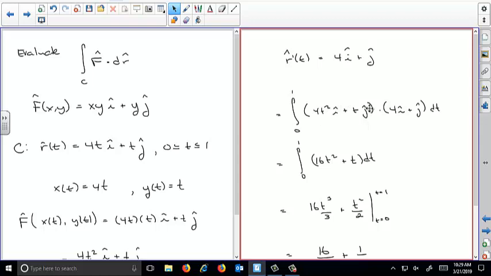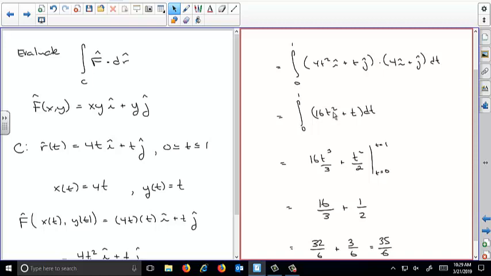This is the force vector. This is the derivative of the position vector for the path, and then we take the dot product of those. So you take 4t squared times 4t, which gives you 16t cubed, and you take t times 1, which gives you t. So now we have a scalar equation. We could just use single variable calculus to solve this.